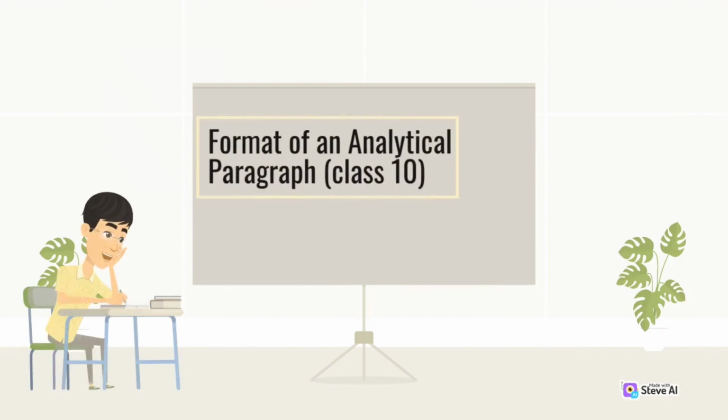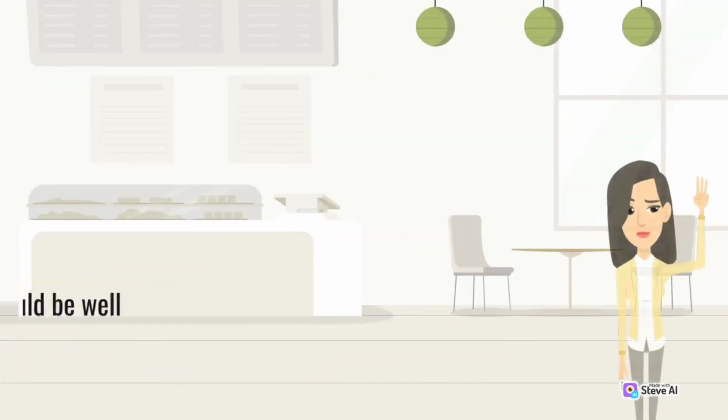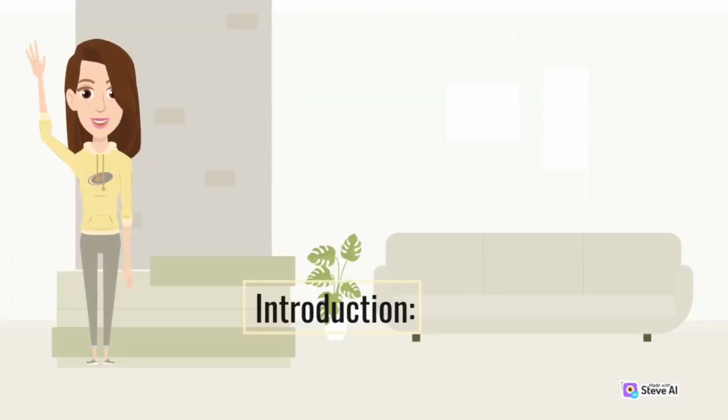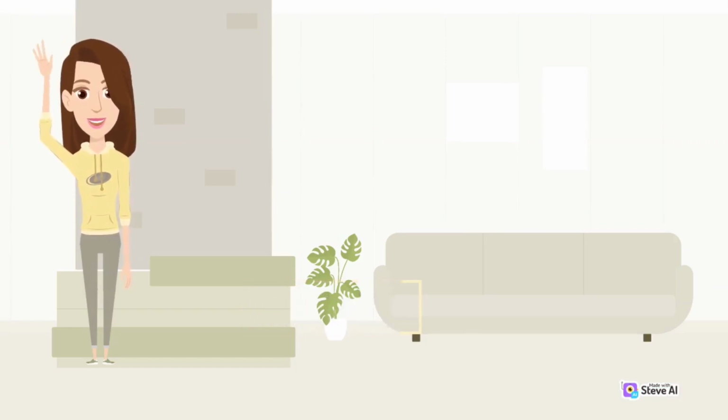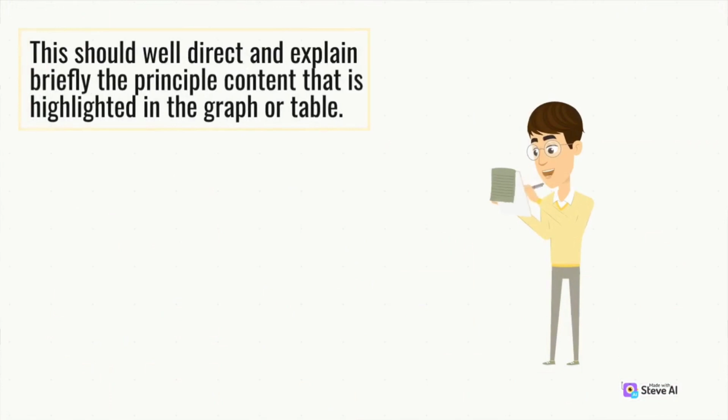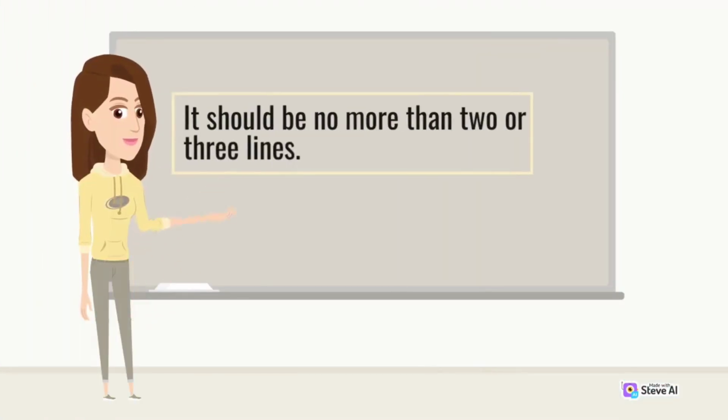Format of an analytical paragraph, class 10. The content should be well summarized and should comprise the following components. Introduction. This should direct and explain briefly the principal content that is highlighted in the paragraph, graph or table. It should be no more than 2 or 3 lines.